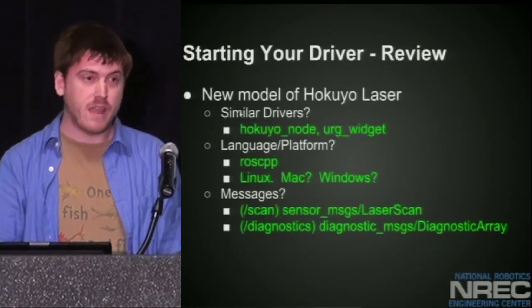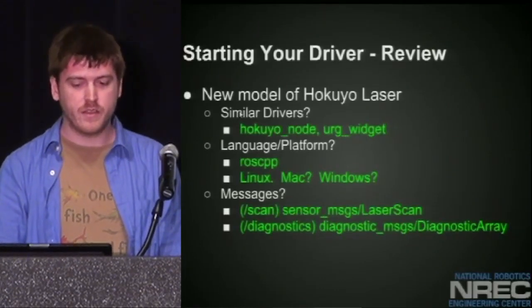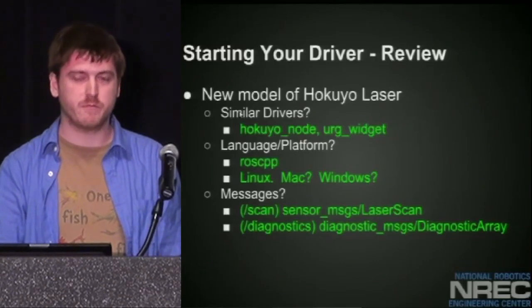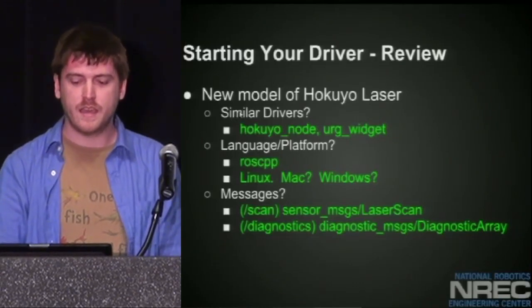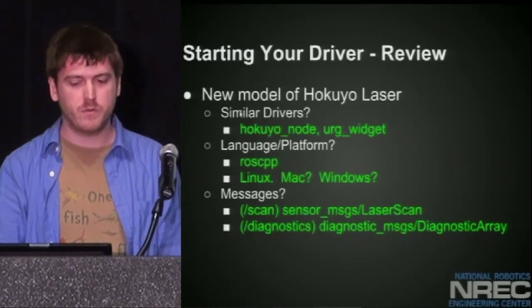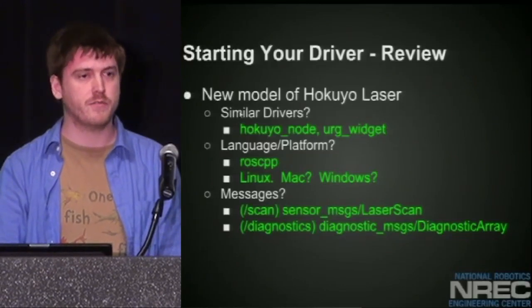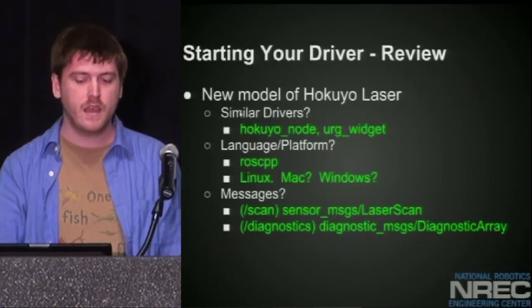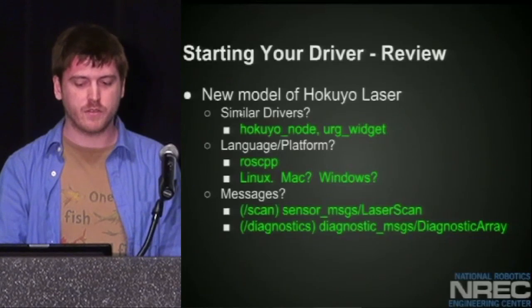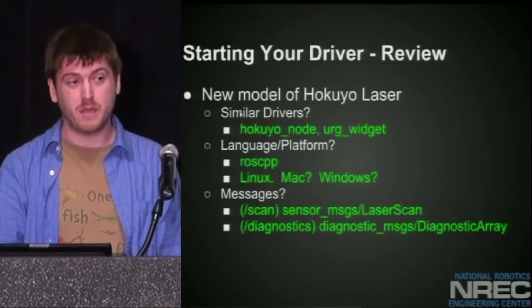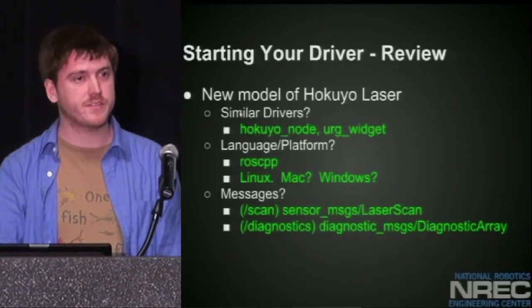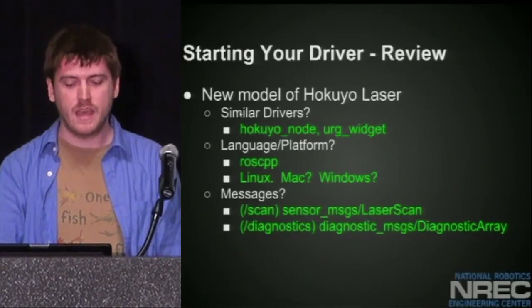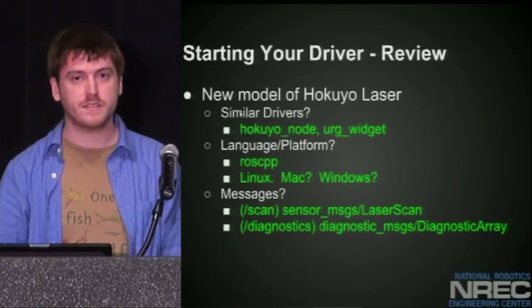Right now, as far as I'm aware, there's the Fukuyo node and the URG widget. The Fukuyo node supports the older Fukuyos on USB, and the URG widget actually supports the newer networked ones, which is a good place to start for the newer model if you're looking to quickly prototype or test. These can both be supported in ROSCPP, and you can see Linux and then maybe Mac and Windows support. The messages that we would use for this would be sensor messages laser scan, since this is a planar 2D scanner, and diagnostics for reporting the status of the driver.